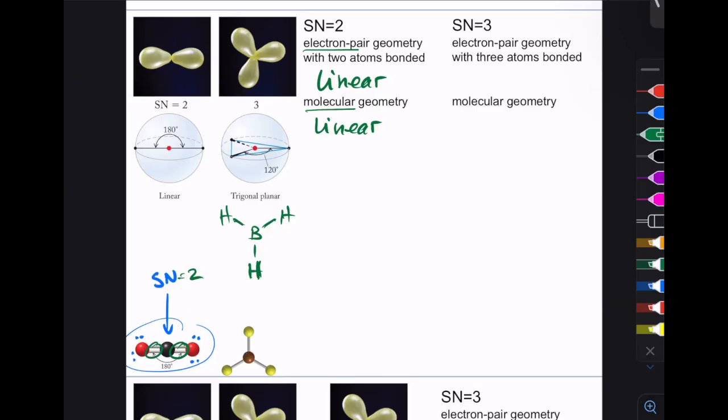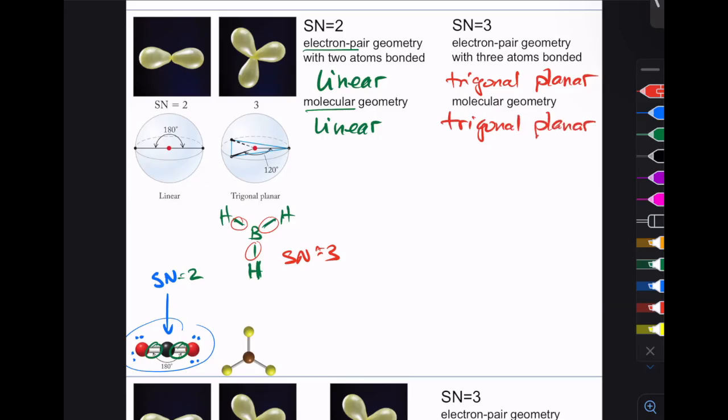The steric number here is 3. There's only 3 packages of negative charge. So the electron geometry, as well as the molecular geometry, is going to be trigonal planar. The geometries are the same because there's no lone pairs here.